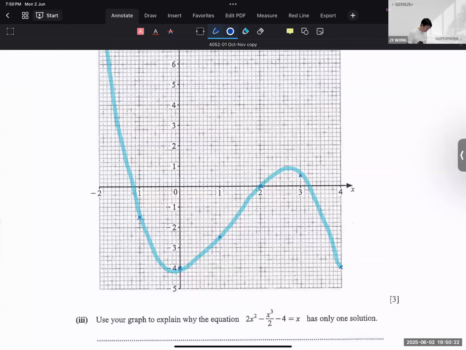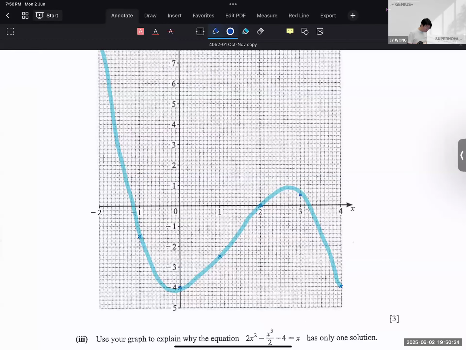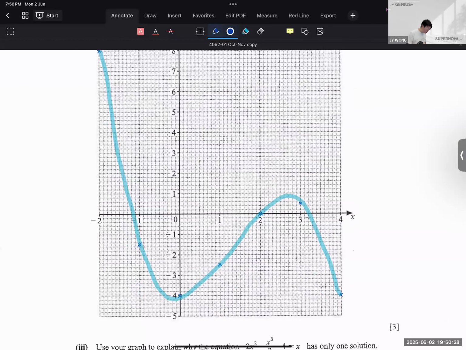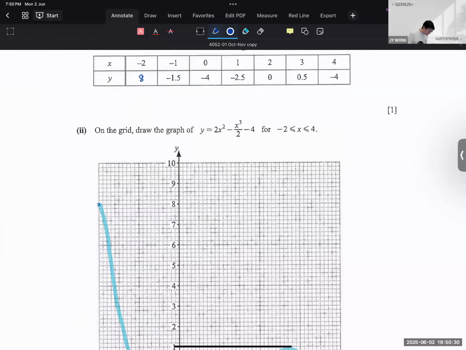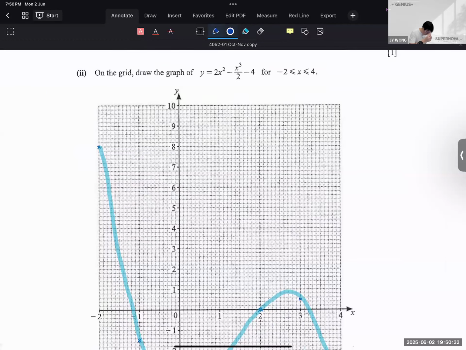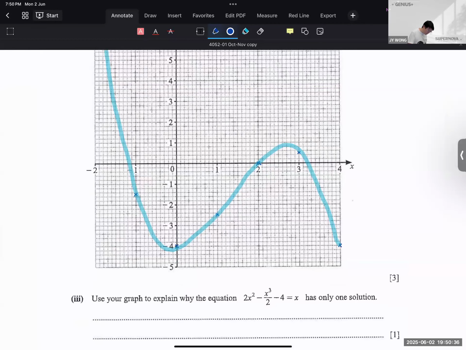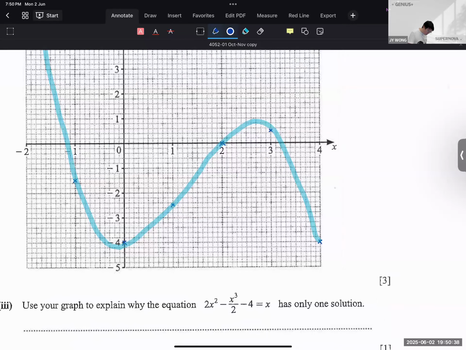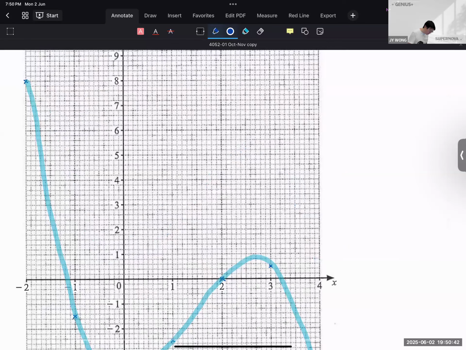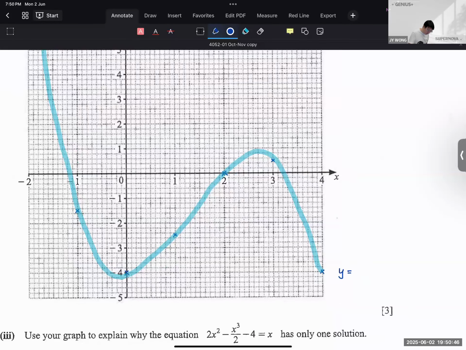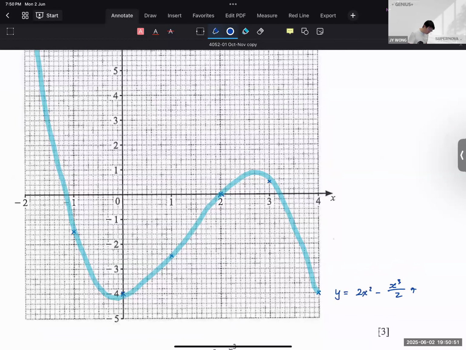Okay, this is a rough sketch of the graph. It is obviously not completely accurate. Now, don't forget to label the equation. So y equals to 2x squared minus x cubed over 2 minus 4.